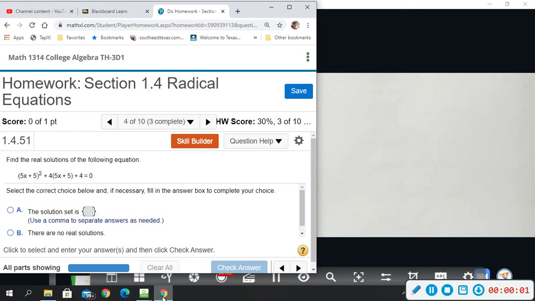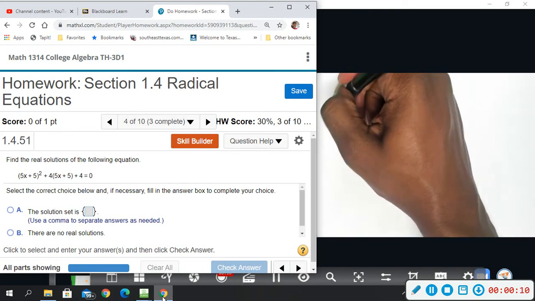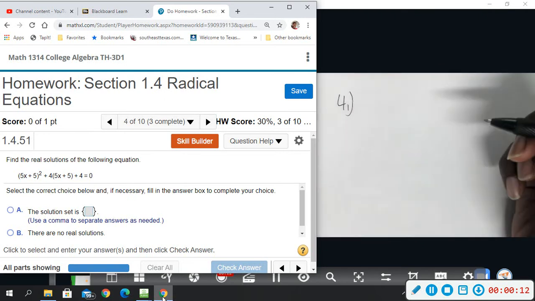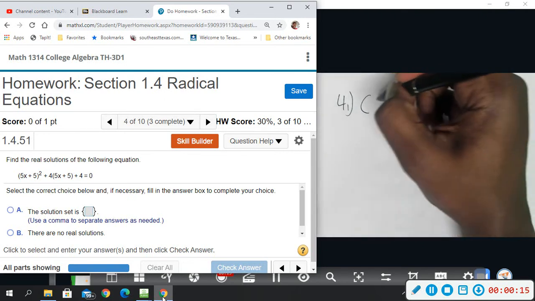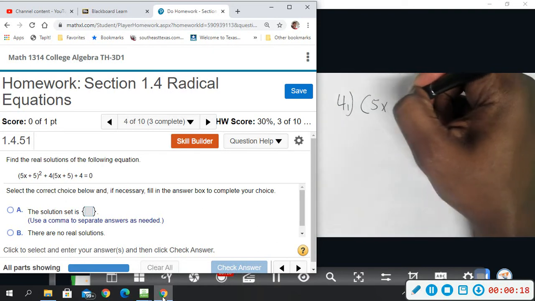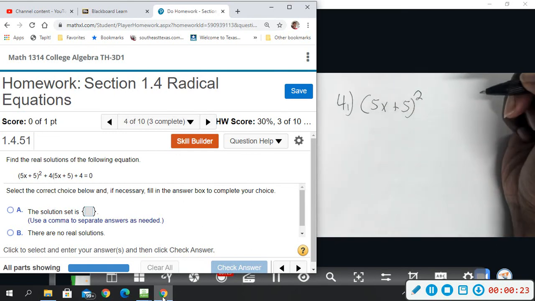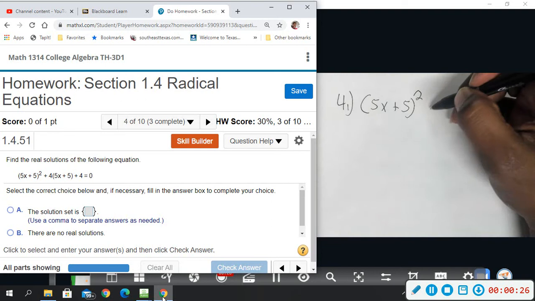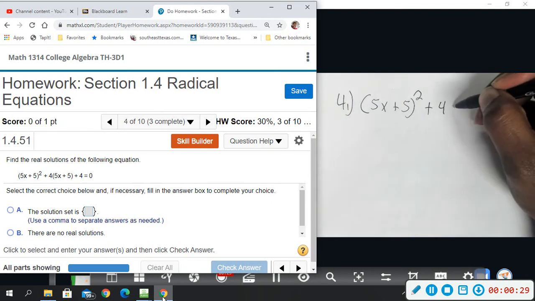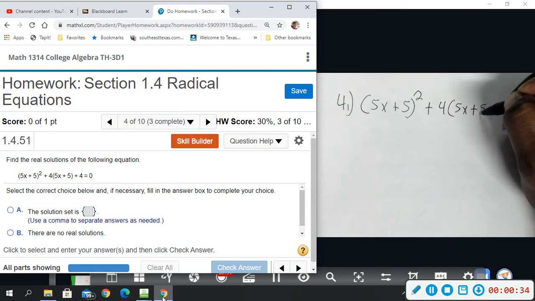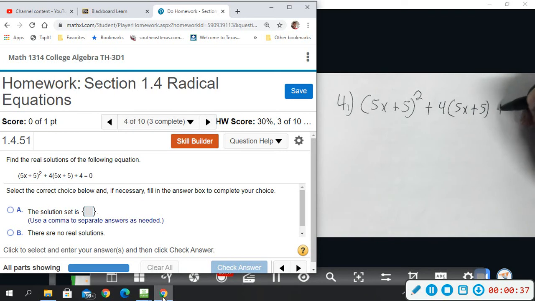Alright, problem number 4 looks a little bit complicated, but just be careful before you jump right in. So with this problem, again, recognize the pattern. Look at the setup. We have in parentheses 5x plus 5, the whole quantity squared. So you have something squared plus 4, and then in parentheses the same thing, 5x plus 5, and then plus 4 equals 0.